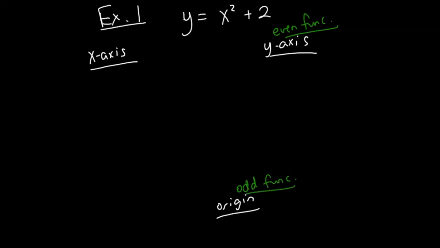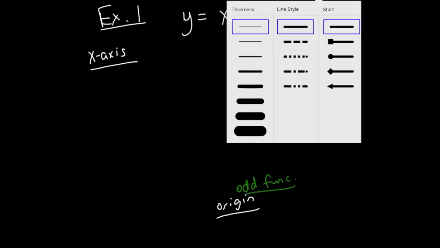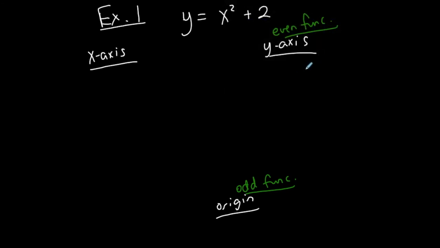Okay, so if you're asked to just test for symmetry, that's one thing. But if you're asked to determine if a function is even or odd, you're testing for y-axis and origin symmetry, particularly. So I could ask it different ways. Test for symmetry. Is it symmetric to this? This? Or is it an even function or is it an odd function? All of this kind of means the same thing.